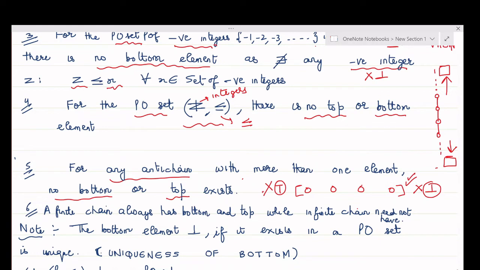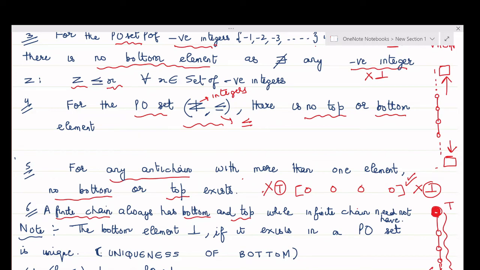And coming to the last example, a finite chain always has a bottom and a top. If we try to draw the Hasse diagram for a finite chain, whatever number of elements it has, the diagram would look like this, which means that there will always be an element at the top and there will always be an element at the bottom. This element which is at the top is greater than all the elements, and this element which is at the bottom is smaller than all the elements. So this element is the top element and this element is the bottom element.